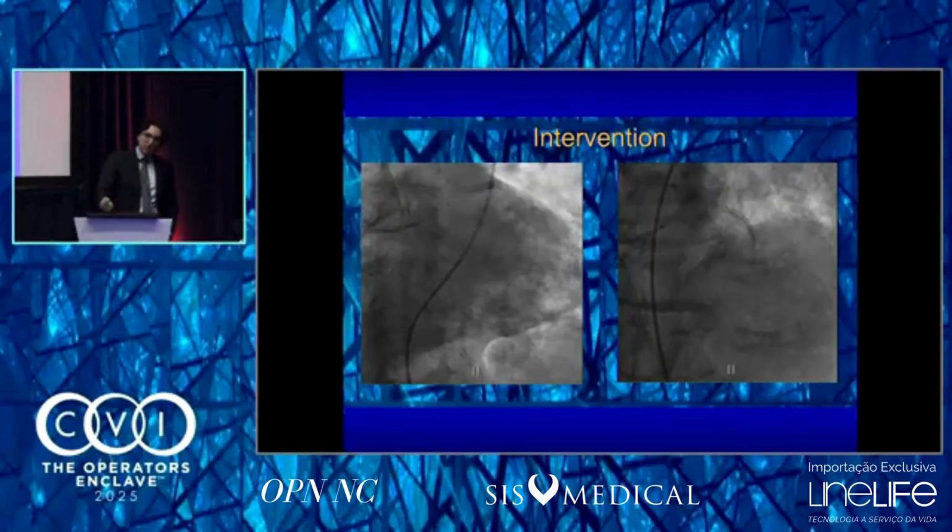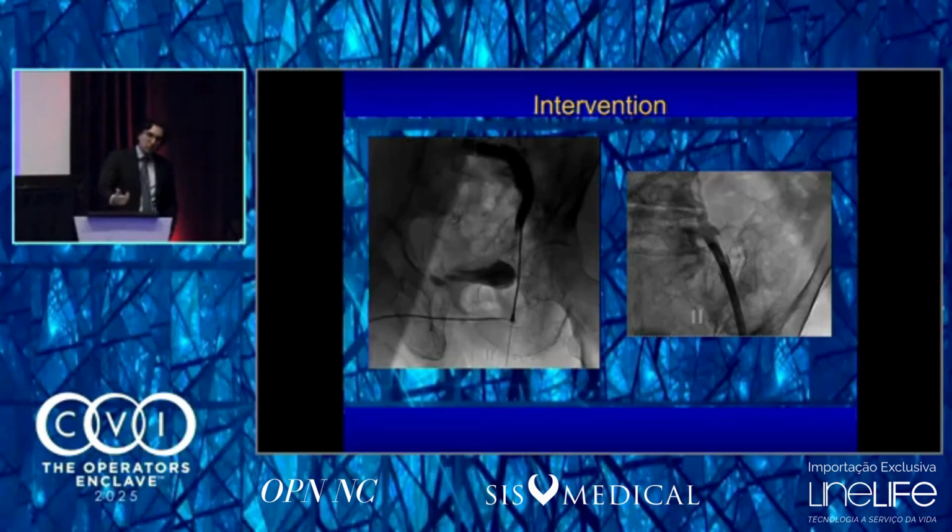And so at this point, I said, I have to put in support. So I went to put in an Impella. So here's the access I got. Now there's a lot of tortuosity in the iliacs, but I thought, what's the cardiac output here?